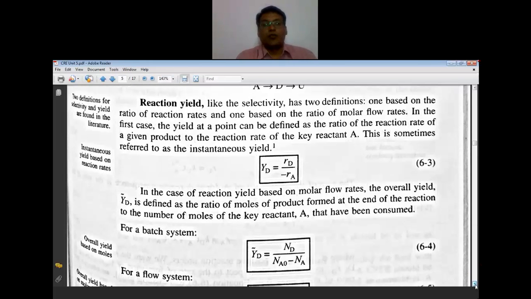Then what is the yield? Yield is the second terminology that is to be considered. Like the selectivity, it has two definitions, one based on the ratio of reaction rates and one based on the ratio of molar flow rate. Based on the reaction rate, that is the instantaneous, and based on the molar rate, that is the overall. In the first case, the yield at a point can be defined as a ratio of reaction rate of a given product to the reaction rate of the key reactant.